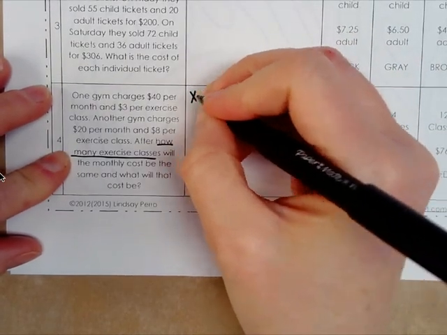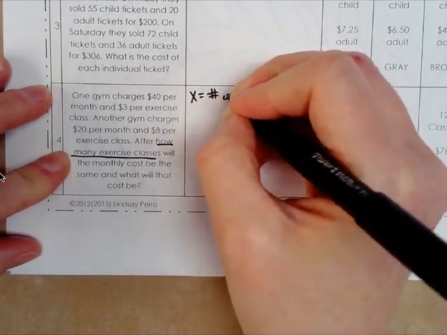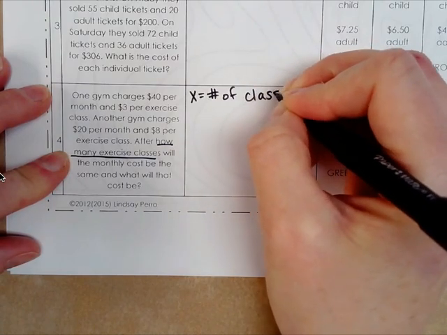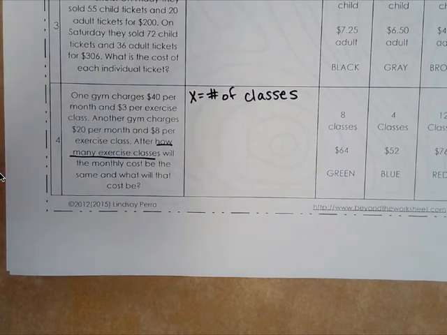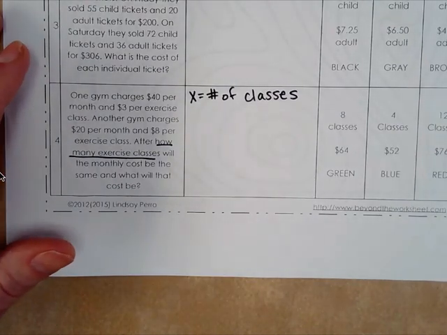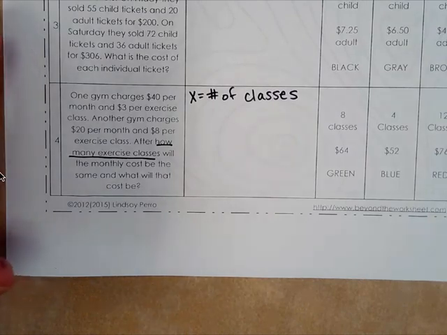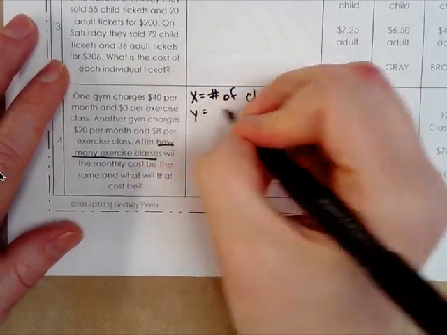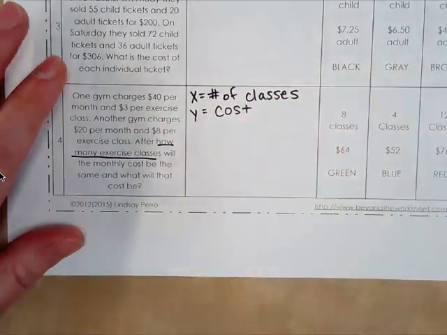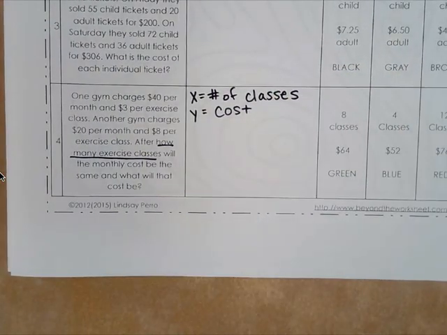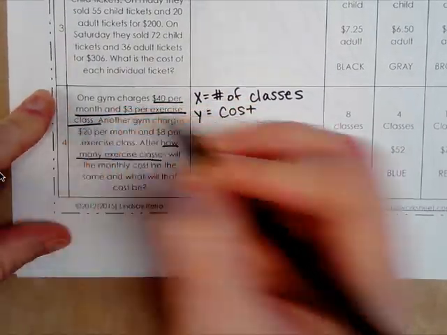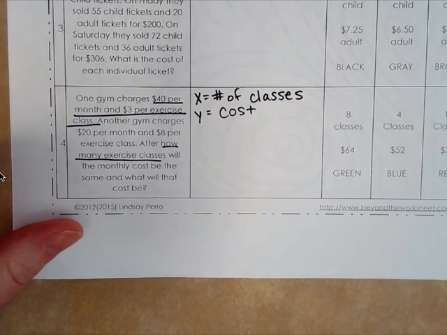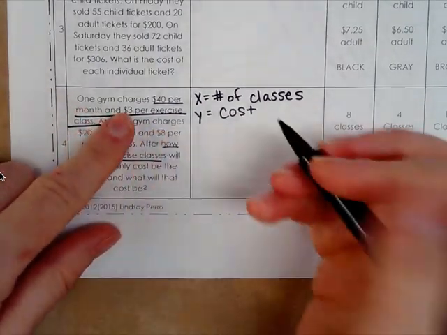So we're going to say X is number of classes. I guess we could have used C. And then our other variable would be your cost. We're going to say Y is our cost. Total cost. So we're actually going to write these in Y equals form. So one gym charges $40 per month, $3 per exercise class. We're only talking about 1 month. So we put the variable with classes.